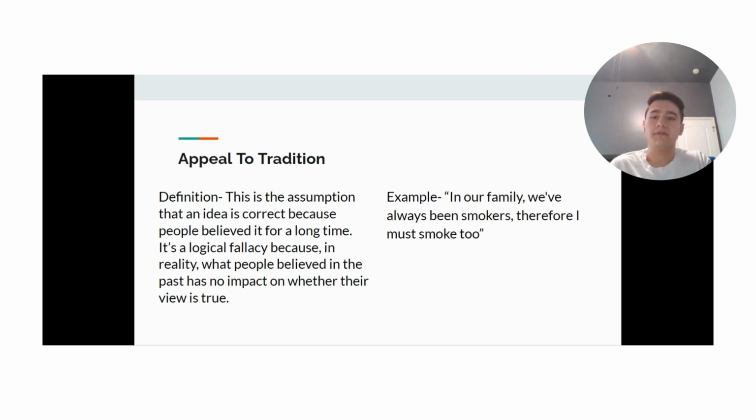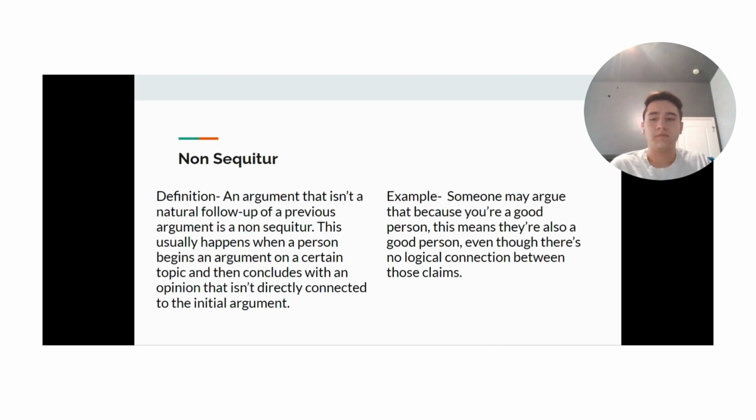Appeal to tradition, my next fallacy. This is an assumption that an idea is correct because people believed it for a long time. It's a logical fallacy because in reality, what people believed in the past has no impact on whether their view is true. The example I chose was that in our family, we've always been smokers. Therefore, I must smoke too, which you don't really have to do if you think it's true, following what your family did, or what you think is right.